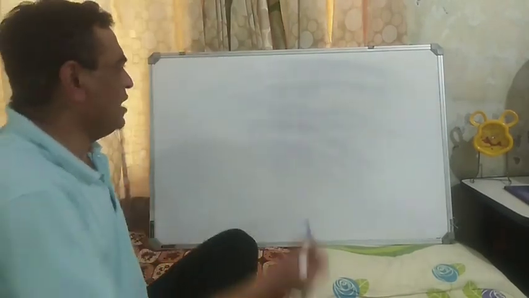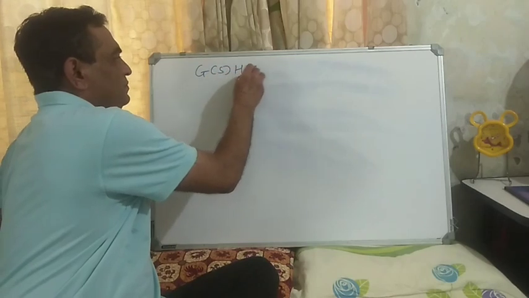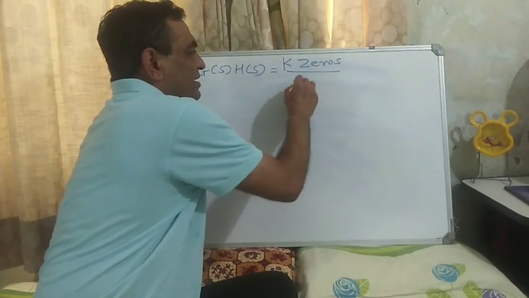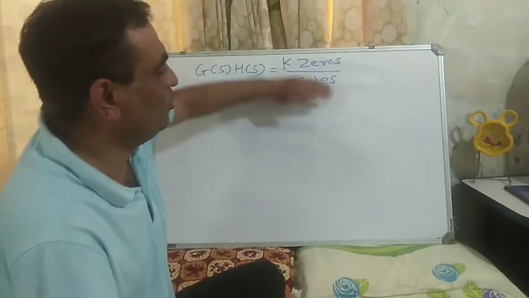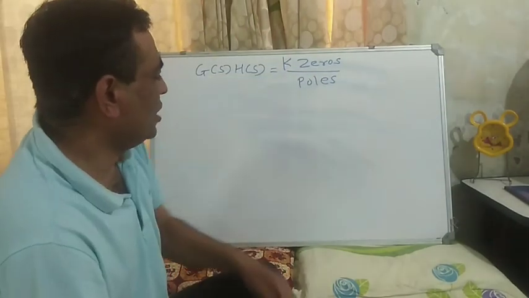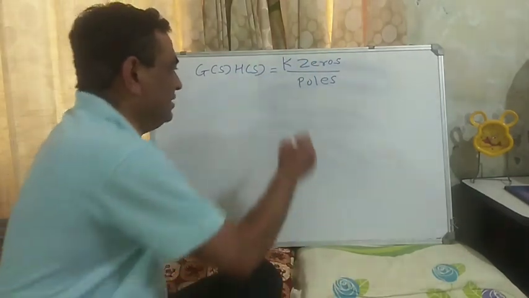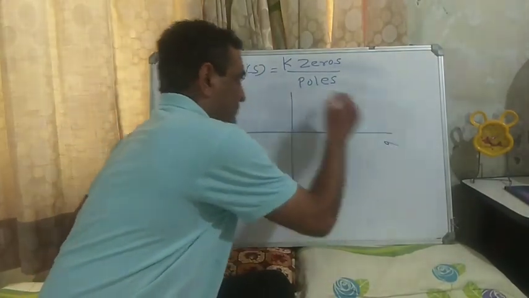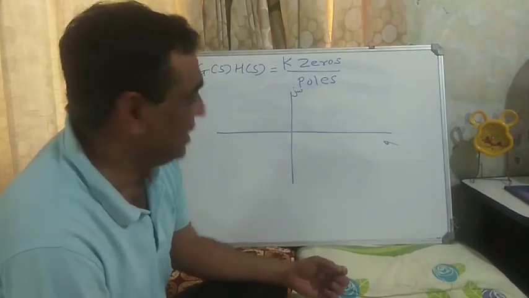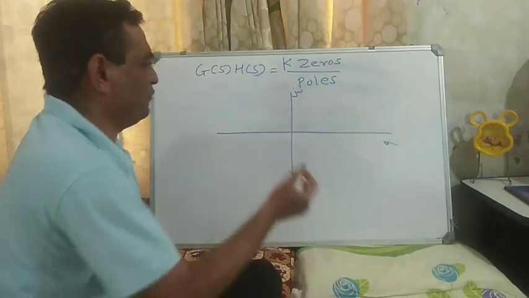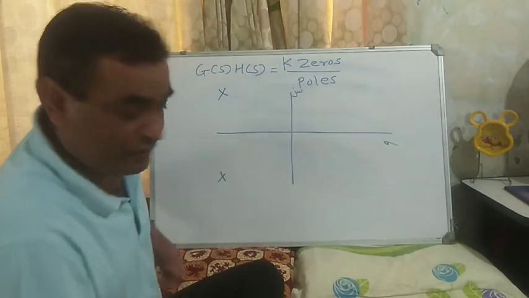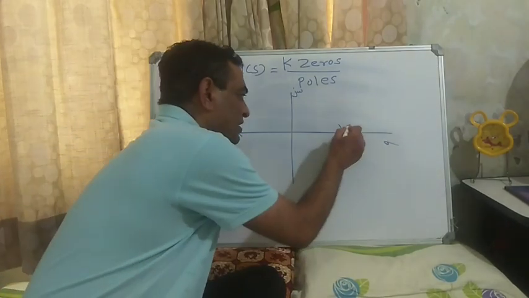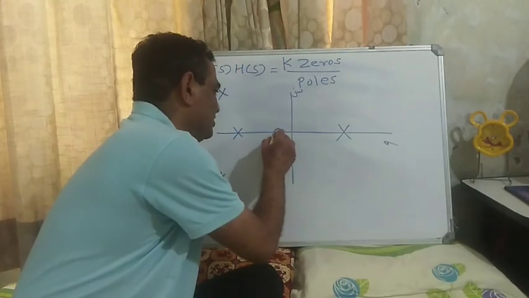Now, for example, we have one open loop system. There would be some zeros, some gain, and some poles, of course open loop poles and open loop zeros. If this is given to us, then we can map these zeros and poles inside the S-plane. We know that zeros are mapped by a circle and the poles are mapped by a cross. So let's say there is one pair of complex conjugate poles, one pole on the real axis, another pole on the real axis, and one zero here.